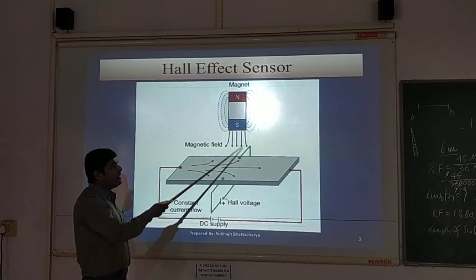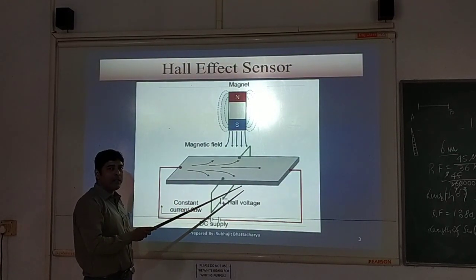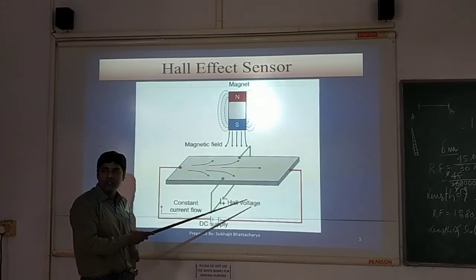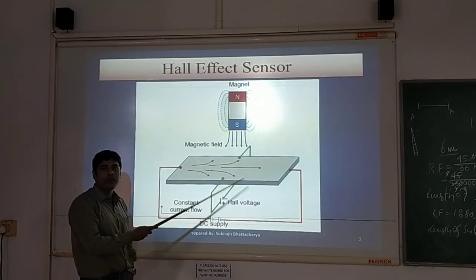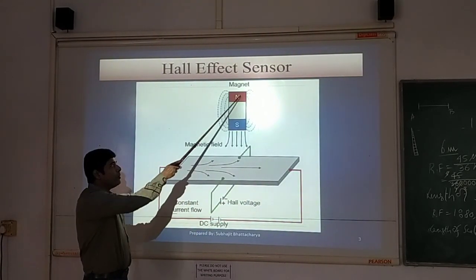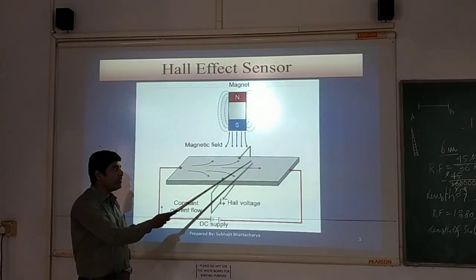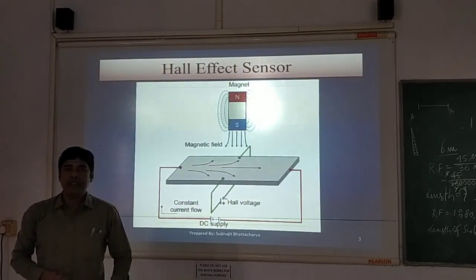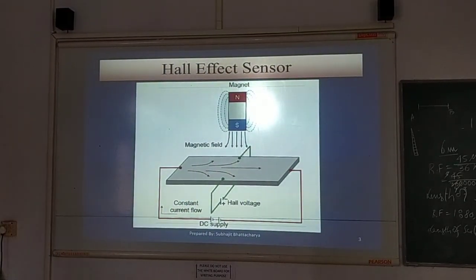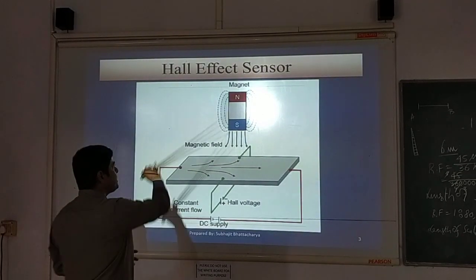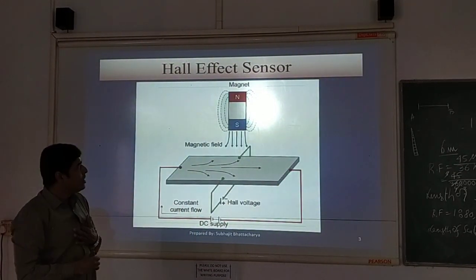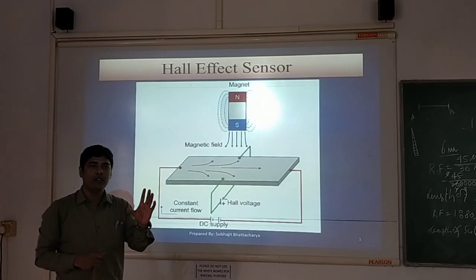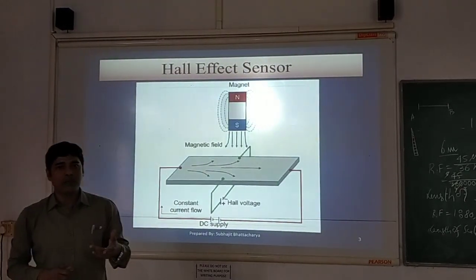Now, if the magnetic field is increased, what will happen? The magnetic force will increase, so more separation will be there. As a result, the electric field potential will also increase. That is, the Hall voltage or Hall potential will increase. So by this movement of the magnetic field, the Hall potential measured between this side of the plate and this side of the plate will change as the magnet is moved. With an object we can place this magnet. As the magnet is coming closer, the Hall effect sensor can produce the Hall voltage accordingly.